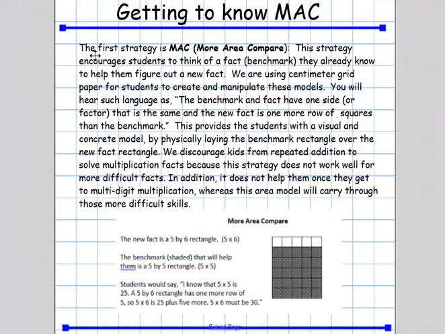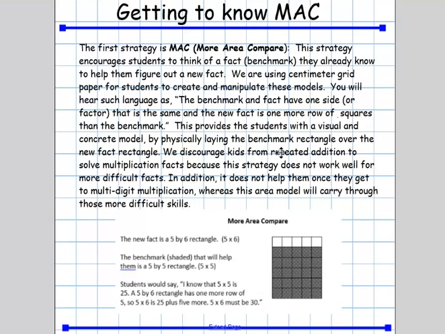So, getting to know MAC. The first strategy of MAC, or More Area Compare, encourages students to think about a fact they already know to help them figure out a new fact. We're using centimeter grid paper for students to create and manipulate these models. You will hear language such as the benchmark fact has one side, or factor, that is the same, and the new fact is one more row of squares than the benchmark. This provides students with a visual and concrete model by physically laying the benchmark rectangle, and in some cases drawing it, over the new fact rectangle.